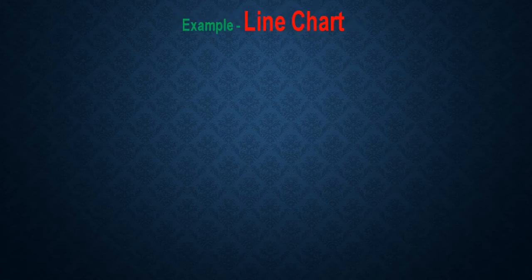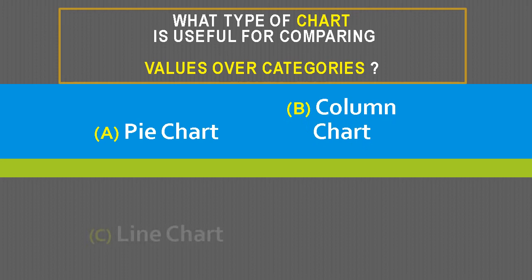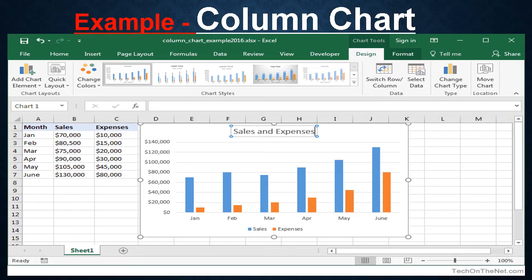Next question. What type of chart is useful for comparing values over categories? A. Pie chart. B. Column chart. C. Line chart. D. Dot chart. The right answer is B. Column chart.